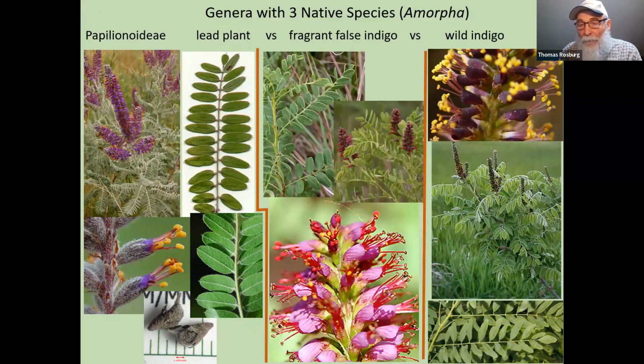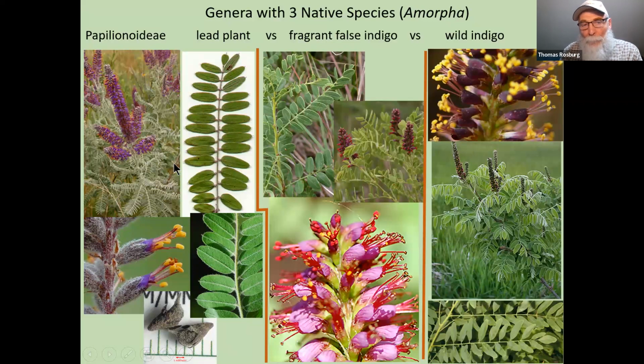Also the size of the leaflets. These two over here have leaflets that are less than 1.5 centimeters wide. Whereas over here, you can see these leaflets are quite a bit larger. These leaflets are more than 1.5 centimeters wide. So that will separate these two from this one. Of course, these two also grow in drier prairie habitats, and wild indigo grows in damp environments.